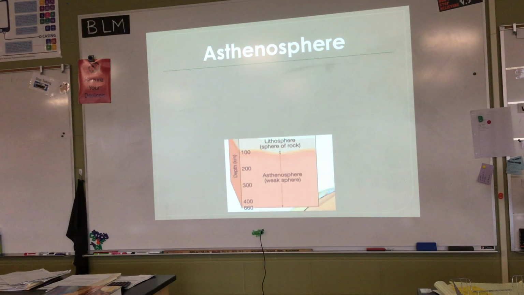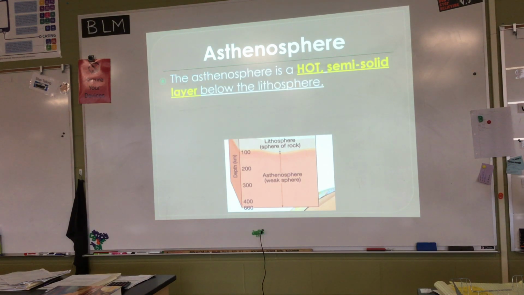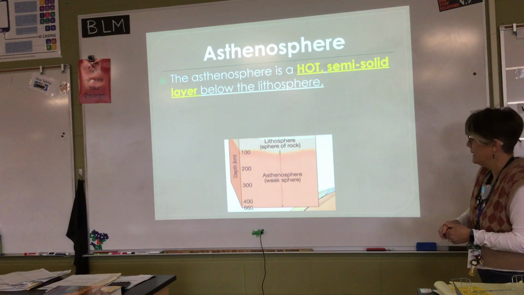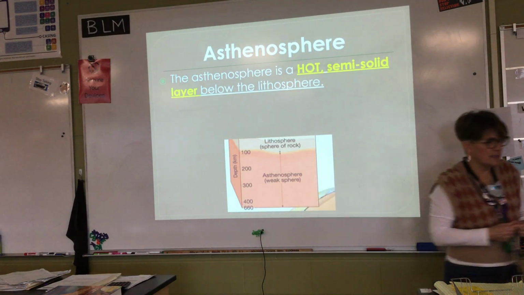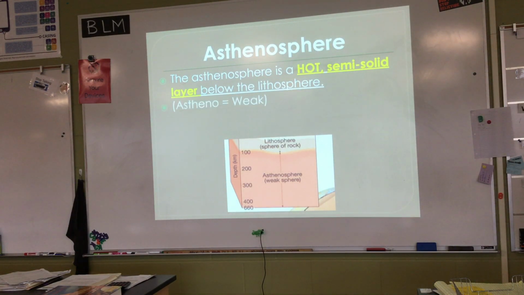Let's go ahead and look at the asthenosphere, my dears. This is a hot, semi-solid layer below the lithosphere. And I want to talk to you about what the asthenosphere is like. This is what's called the weak sphere. Astheno means weak. This thing moves kind of like plastic.